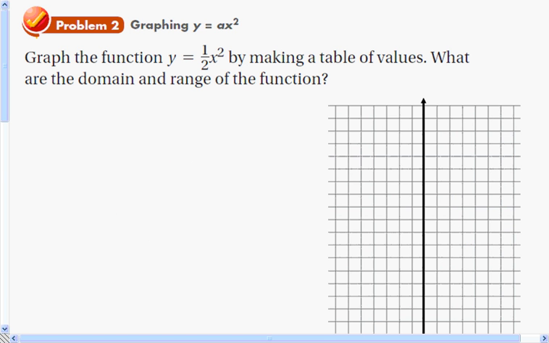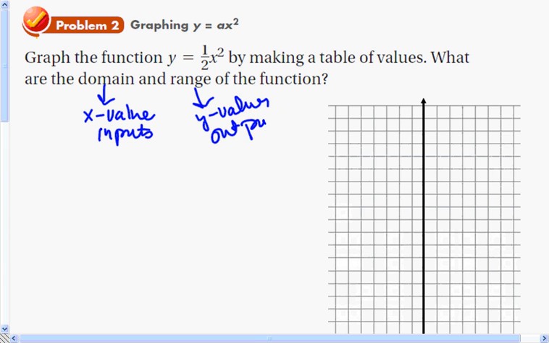All right, it says graph the function y equals 1/2 x squared by making a table of values. What are the domain and range? Now, just a quick review. Domain, that is the x values for the function or the inputs. And the range is the y values or the outputs.